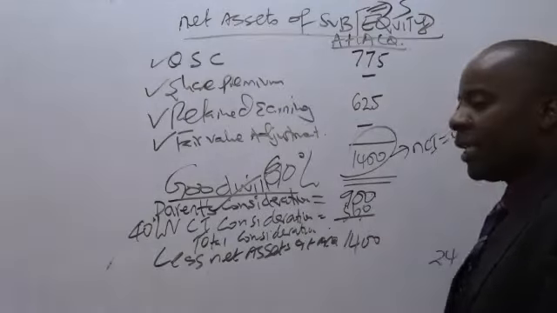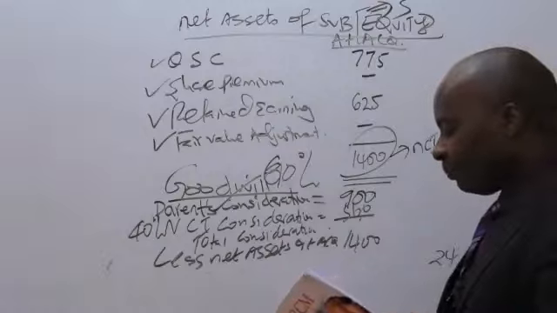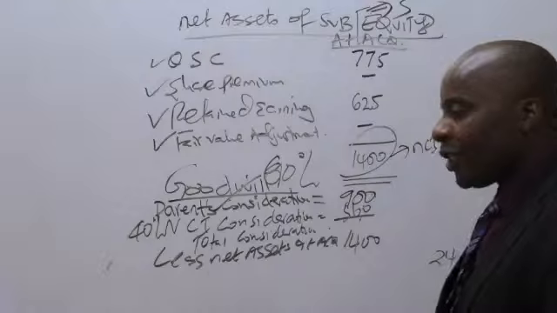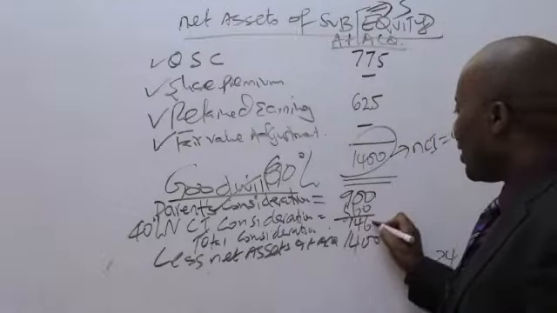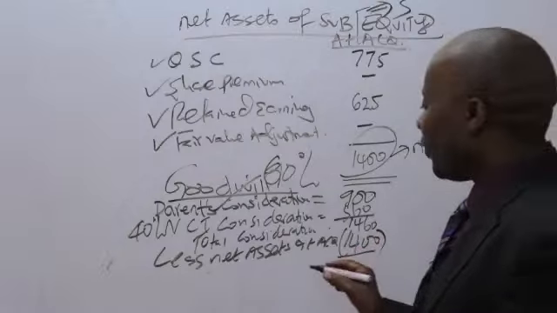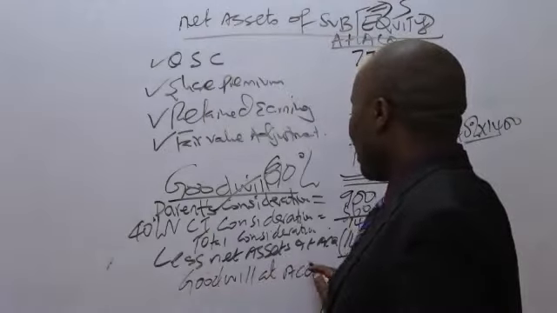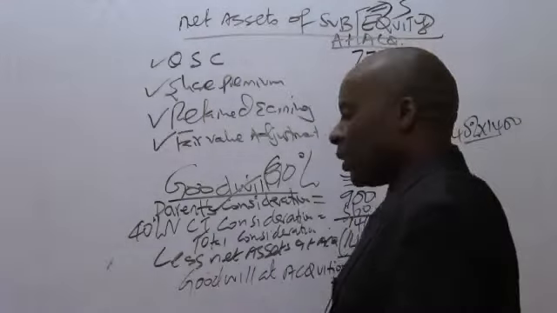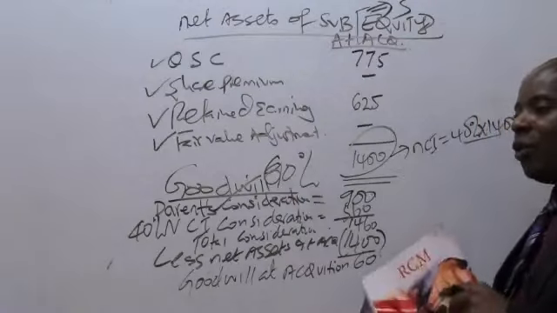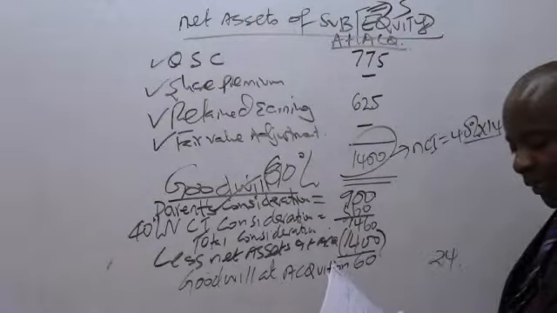Kwa hivyo ukiongeza 900 plus 560, itakuja ngapi, somebody? 1460. Somebody is telling me 1460. So then come and subtract the net assets like that for you to be able to give us goodwill at acquisition. So goodwill at acquisition, which will be what here, somebody? Which will be 60 there. Goodwill at acquisition will be 60.